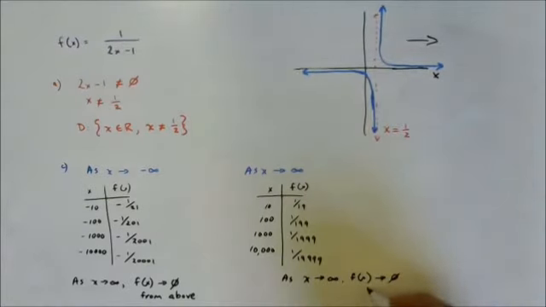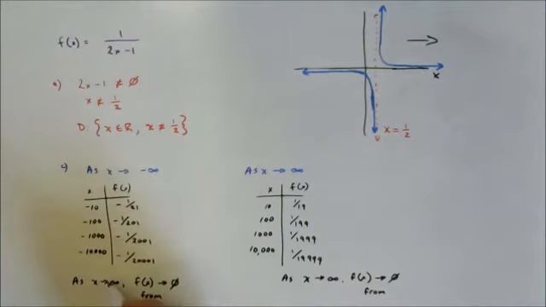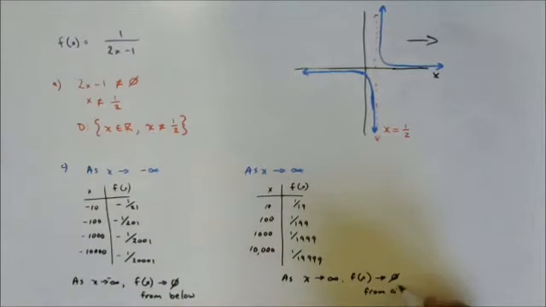F of x approaches 0 from... And I think I wrote that wrong. Yeah, I got this one confused when you wrote from above. Sorry. As x approaches negative infinity, f of x approaches 0 from below should be the first one. Yeah. And this one from above.